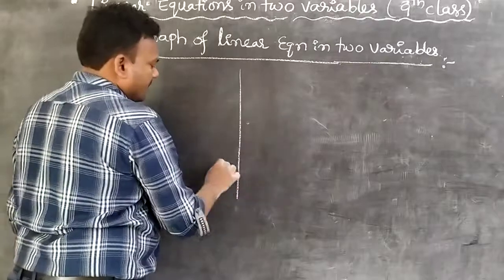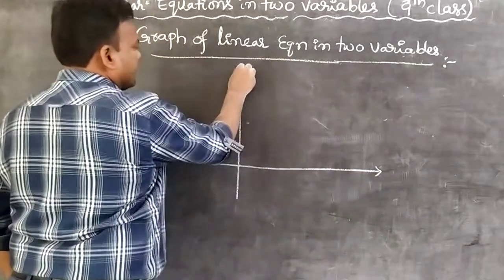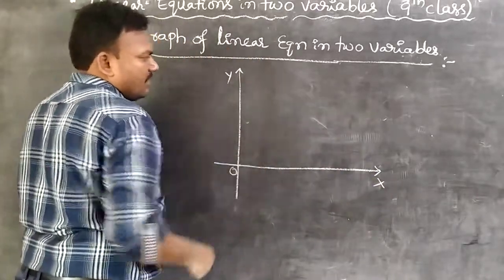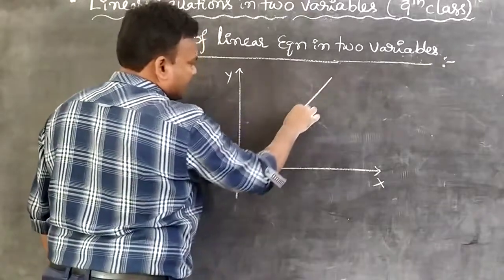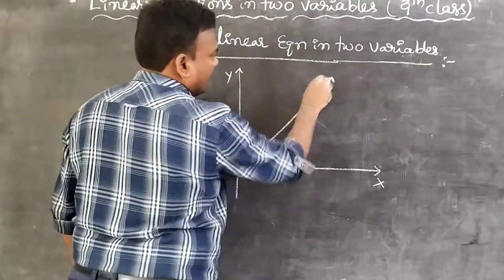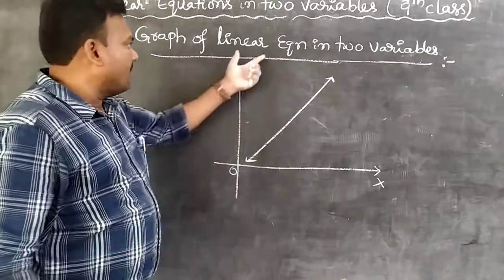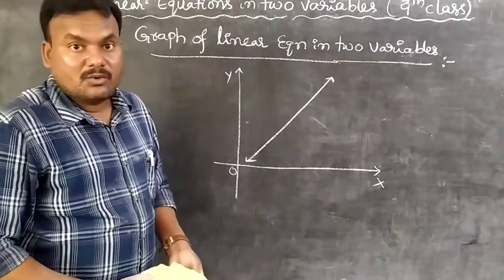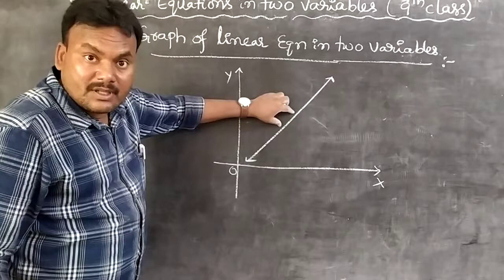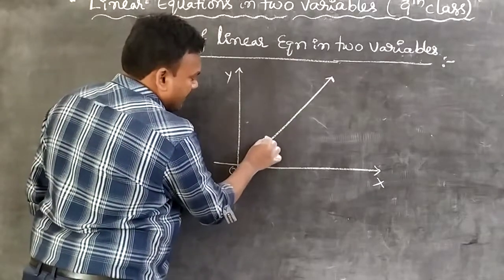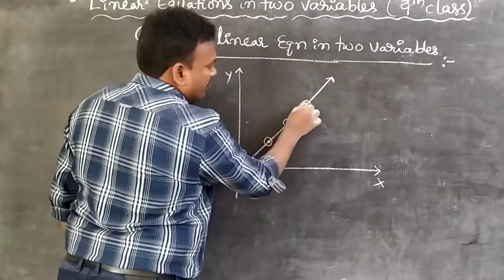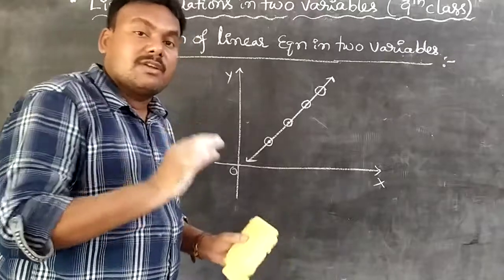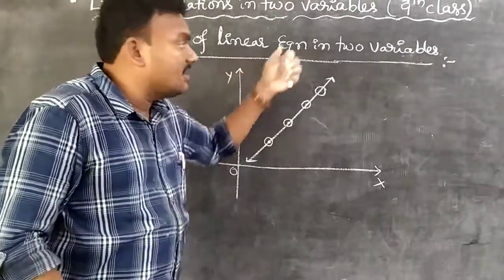So generally, observe here, I draw the x-axis and also the y-axis. The intersection point is the origin. By joining all the points, automatically one line is formed. That means we conclude that the graph of a linear equation in two variables is a straight line. How to define it? The line obtained by joining all the points which are solutions of a linear equation is called the graph of a linear equation in two variables.